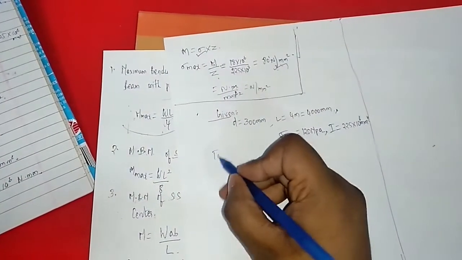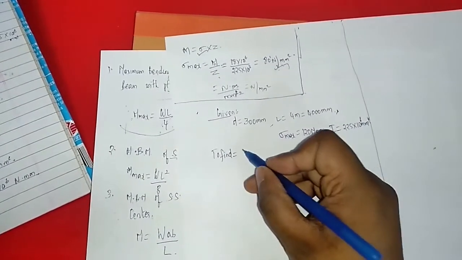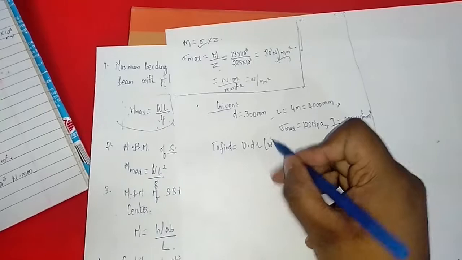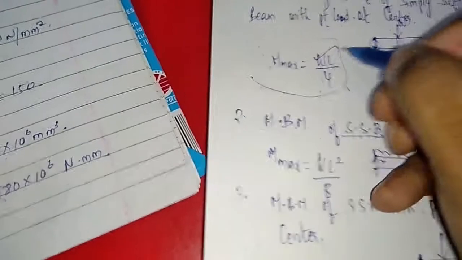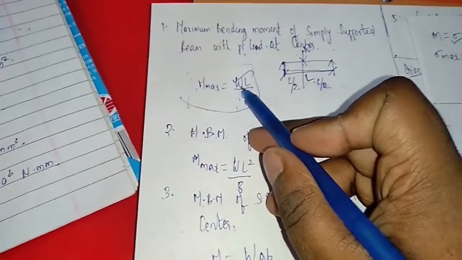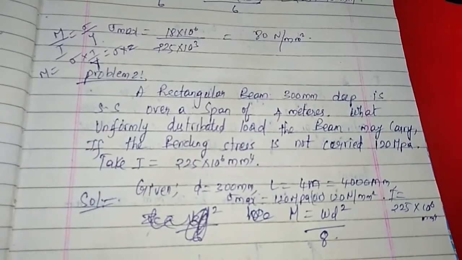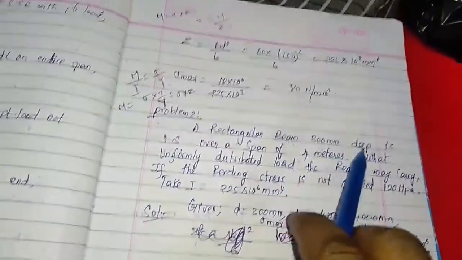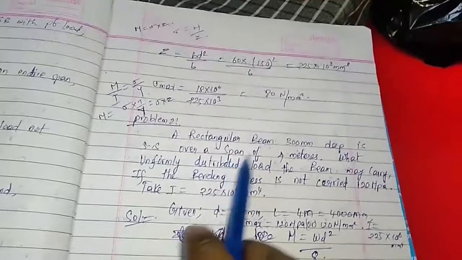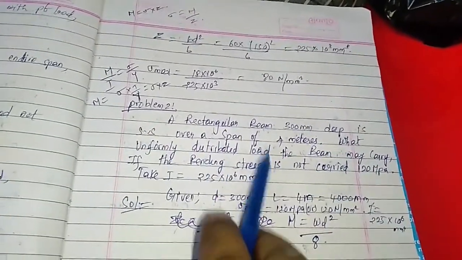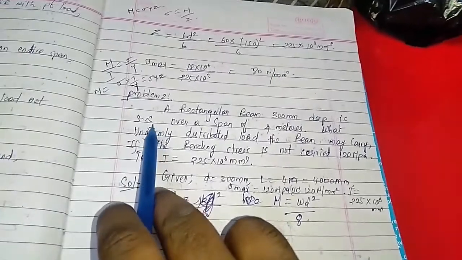They are asking to find what? To find the uniformly distributed load W. This W is the uniformly distributed load. So how will we find it? Your question is about a rectangular beam 300 mm deep, simply supported over a span of 4 meters. SS means simply supported. What formula do we use for a uniformly distributed load on a simply supported beam?